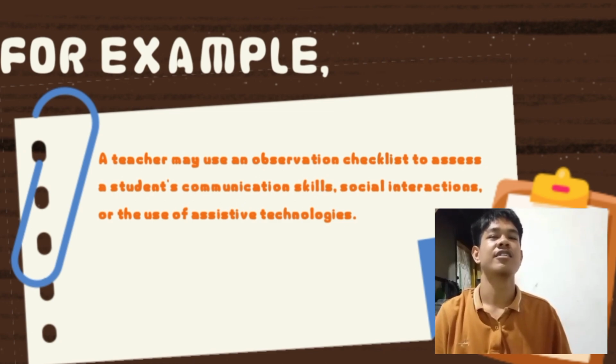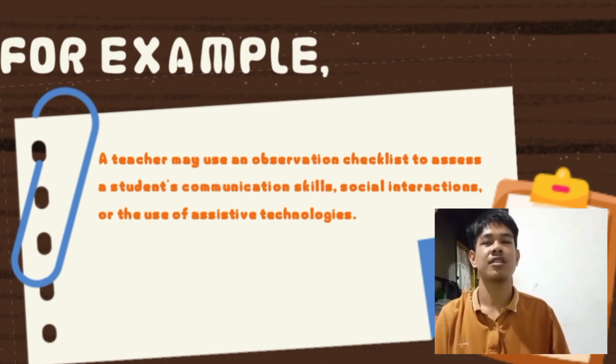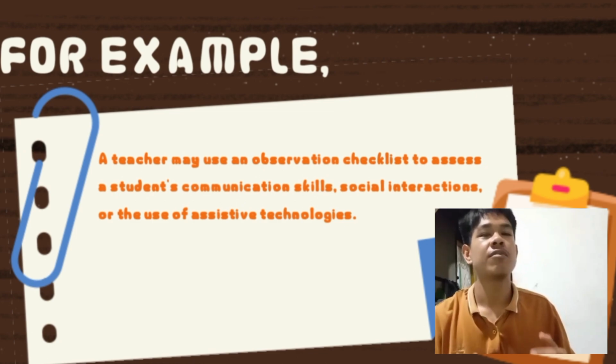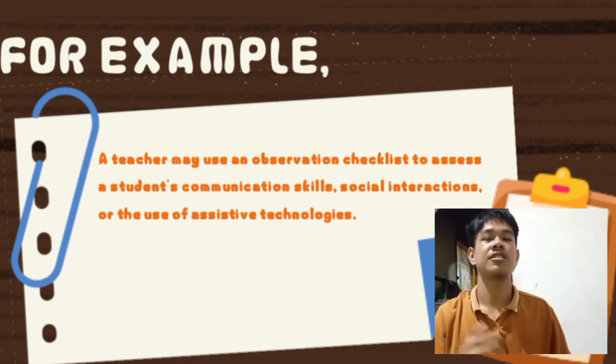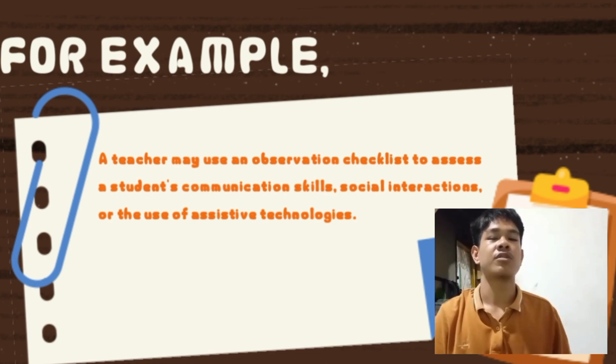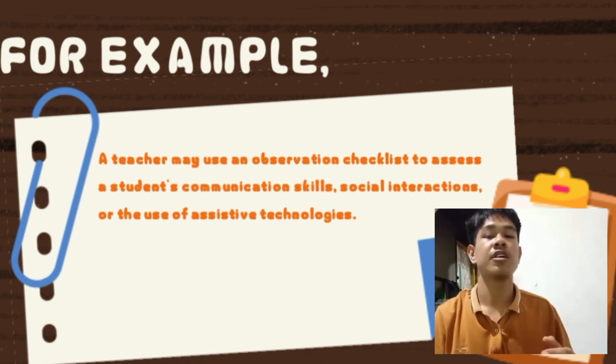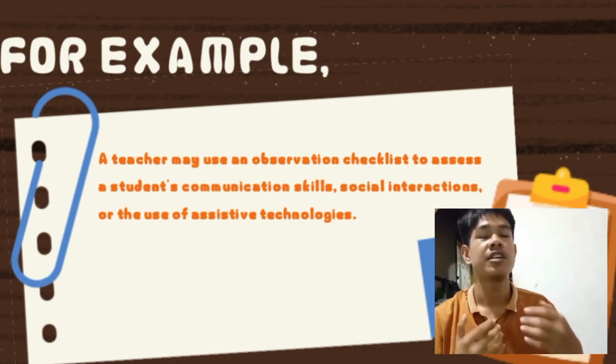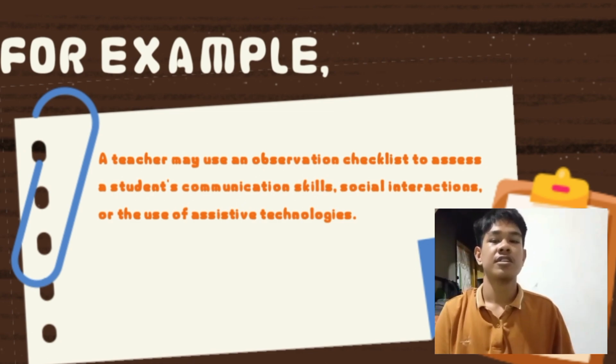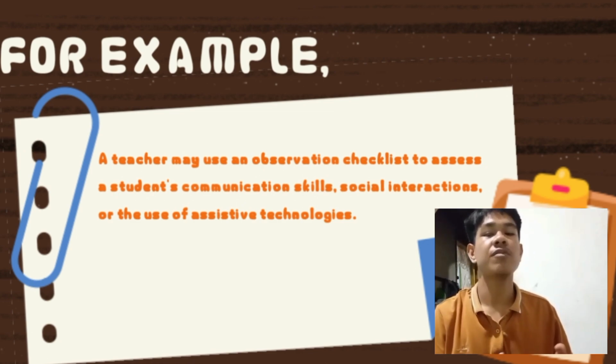Observation checklists are structured tools that allow teachers to systematically observe and document student behavior, skills, and progress. This is particularly valuable in inclusive and specialized education settings. This checklist can be tailored to specific inclusive education program goals, accommodations, or areas of concern. They provide a clear framework to teachers to observe and record student performance, making it easier to identify patterns, track progress, and inform decisions on instruction and support.